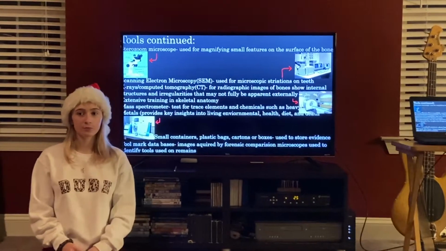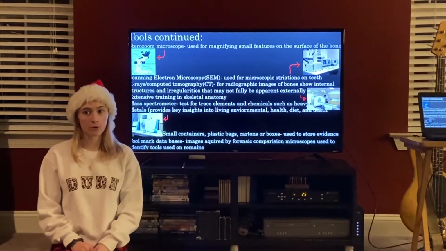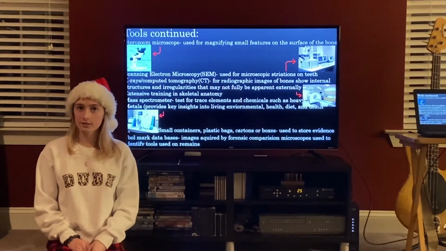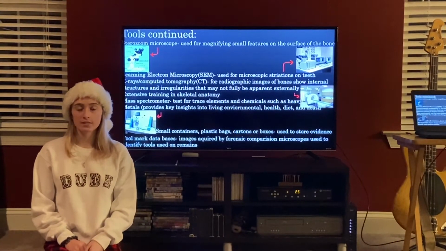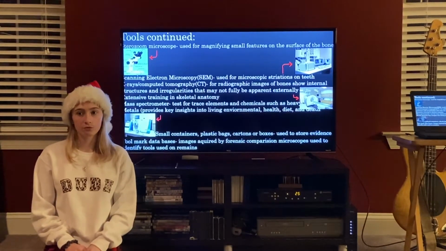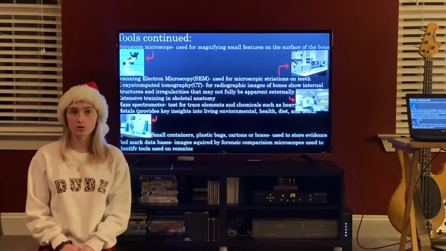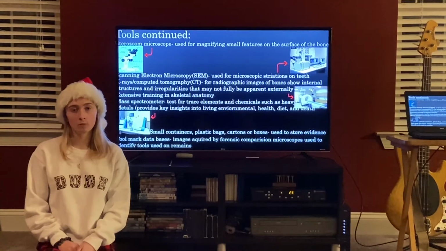Tools, Part 2. Tools include stereozoom microscope for magnifying small features on bone, extensive training in the skeletal anatomy, X-ray/CT for radiographic images, mass spectrometer for test of trace elements, all types of containers to store evidence in, and toolmark database.